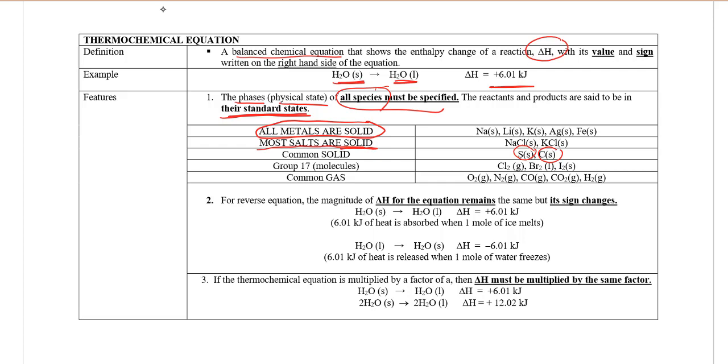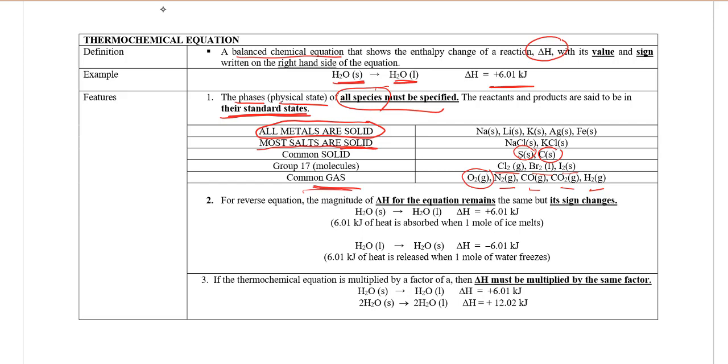Okay, so for group 17, chlorine will be gas, bromine will be liquid, and iodine, the standard state is solid. So common gas, you need to know the common gas. Oxygen is in gas form, nitrogen is in gas form, carbon monoxide, carbon dioxide, hydrogen gas. So this is the common gas. So oxygen must be in molecule O2 and the standard state is gas.